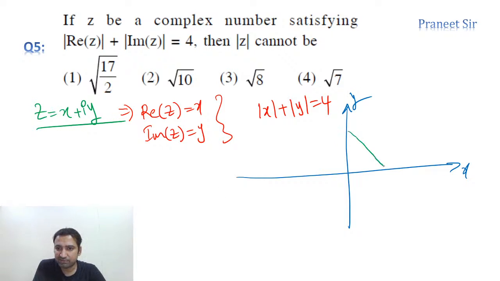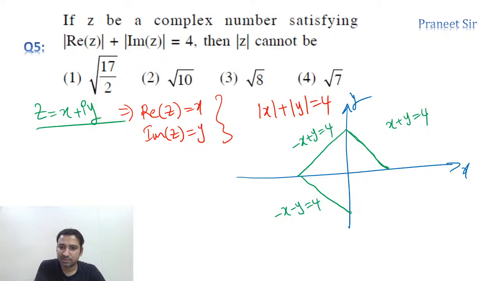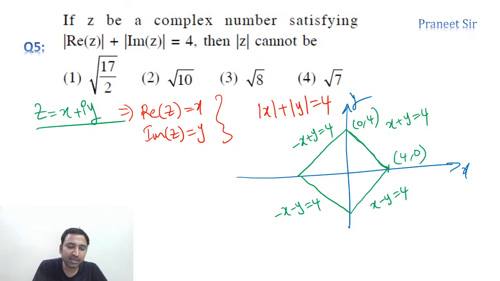In the first quadrant, we get x plus y is equal to 4. In the second quadrant, minus x plus y is equal to 4. In the third quadrant, minus x minus y is equal to 4. In the fourth quadrant, x minus y is equal to 4. Where it intersects the axes, at 4 comma 0, 0 comma 4, all this we can calculate. Clear now?